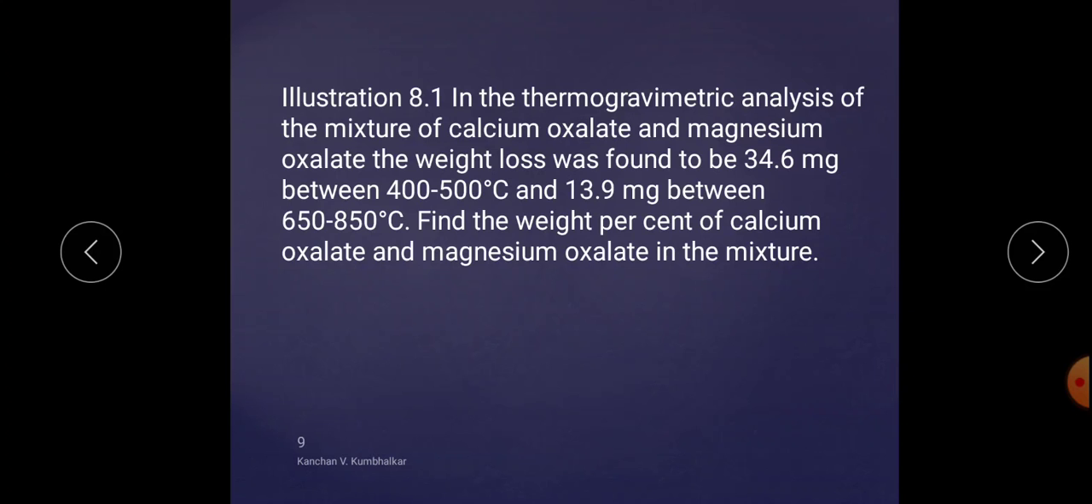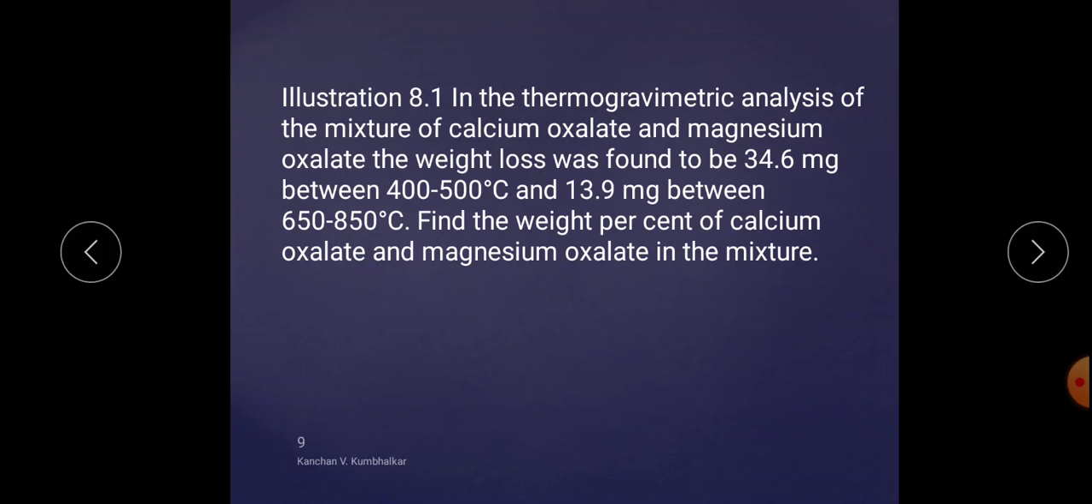Means between 650 and 850 degrees Celsius, the weight loss is only because of the loss of CO2. The CO2 has been lost, and due to which 13.9 mg has been deducted from the mass of the compound, the mixture of both.